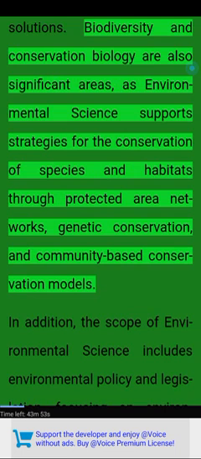Biodiversity and conservation biology are also significant areas, as environmental science supports strategies for the conservation of species and habitats through protected area networks, genetic conservation, and community-based conservation models.